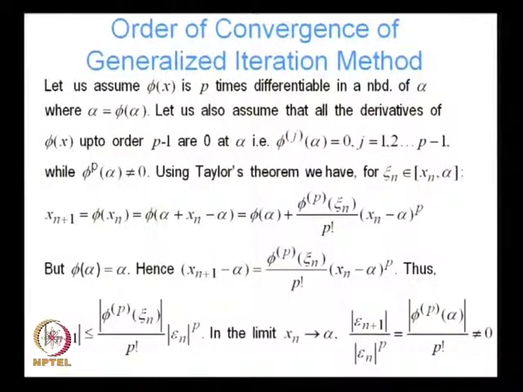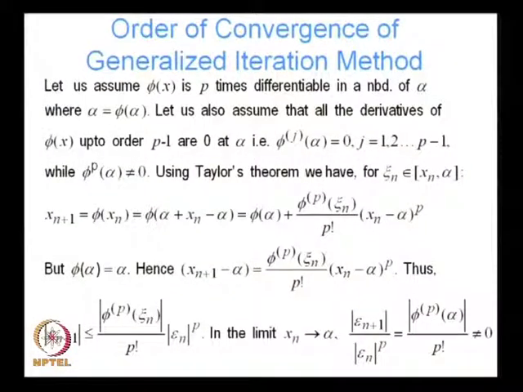So, let us assume that phi(x) is p times differentiable in a neighborhood of alpha. So, p derivatives exist in a neighborhood of alpha, where alpha is equal to phi(alpha), alpha is a root of that equation. Let us also assume that all the derivatives of phi(x) up to order p minus 1 are 0 at alpha. This is the crucial part, this is the additional assumption that we have to make. We are making the assumption that all the derivatives of phi up to order p minus 1 are 0 at the root alpha, right, and the derivative of order p is not equal to 0.